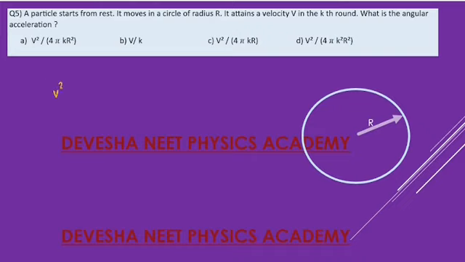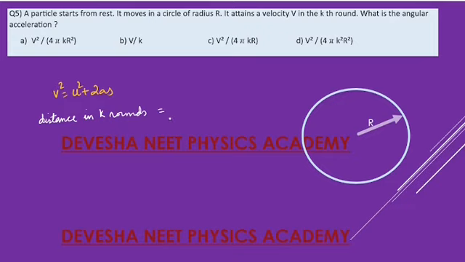What do we know here? v square is equal to u square plus 2as. Now, what is the distance in k rounds? It is said now that it is undergoing k rounds, right?